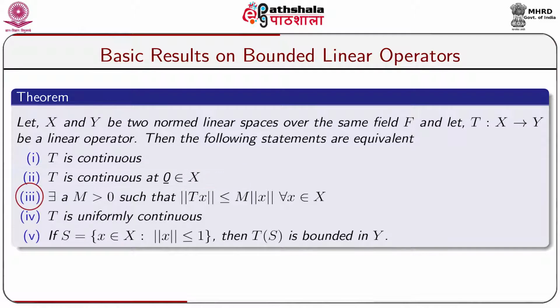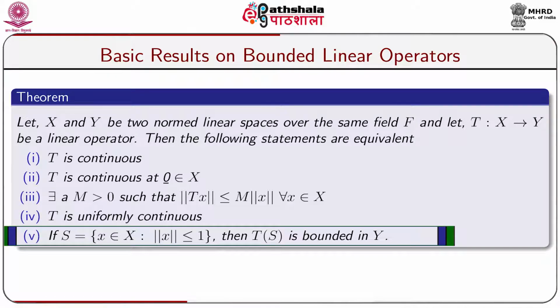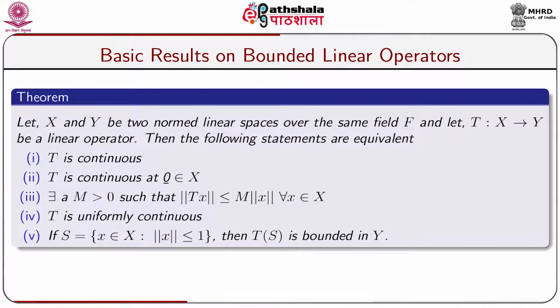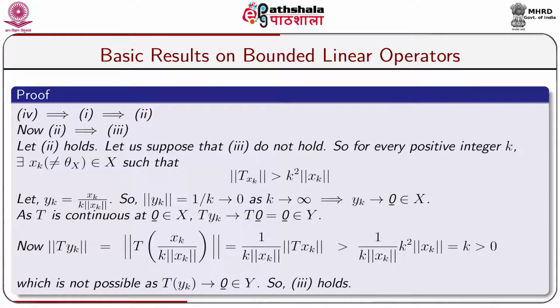Number 3, there exists a constant M greater than 0 such that norm of T x is less than or equal to M into norm of x for all x belonging to capital X. Number 4, capital T is uniformly continuous. Number 5, if capital S is equal to the collection of all elements x belonging to capital X such that norm of x is less than or equal to 1, then T of capital S is bounded in capital Y. The proof goes below.